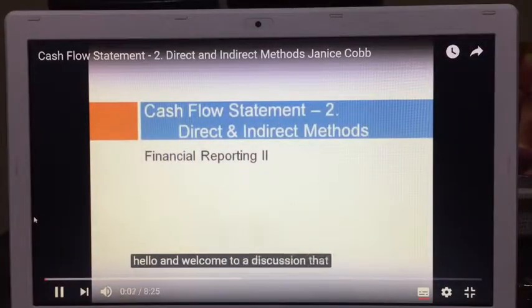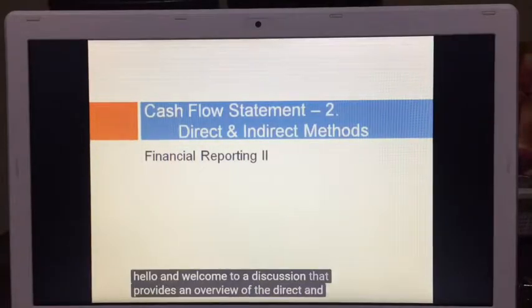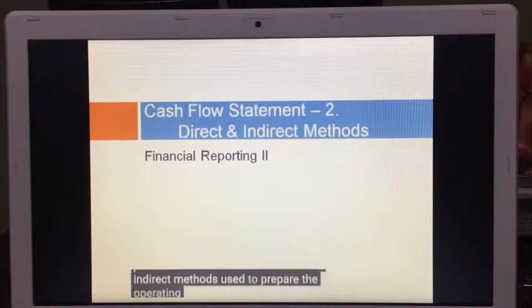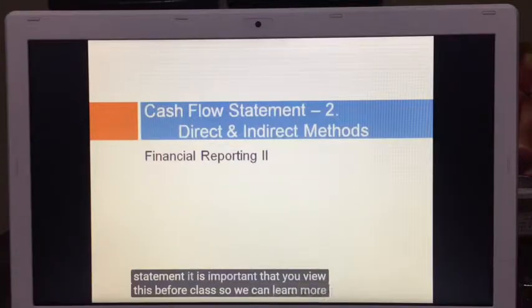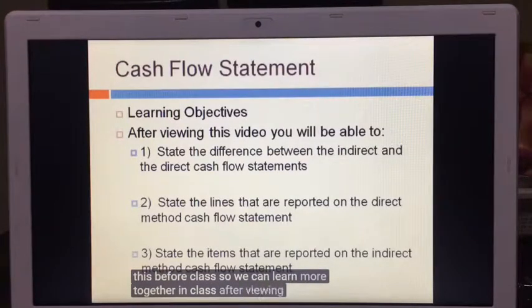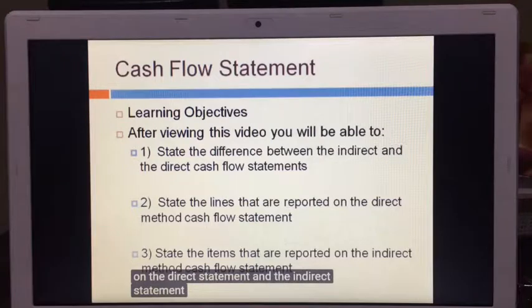Hello and welcome to the discussion that provides an overview of the direct and indirect method used to prepare the operating section of the cash flow statement. It is important that you view this before class so we can learn more together in class. After viewing this video, you will be able to state the difference between the indirect and the direct cash flow statement and also state the line items that are reported on the direct statement and the indirect statement.